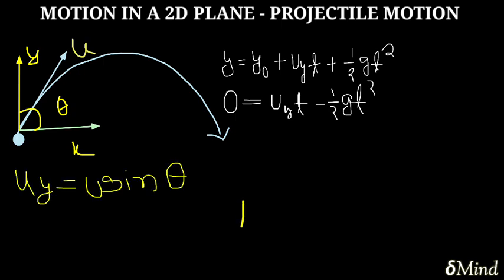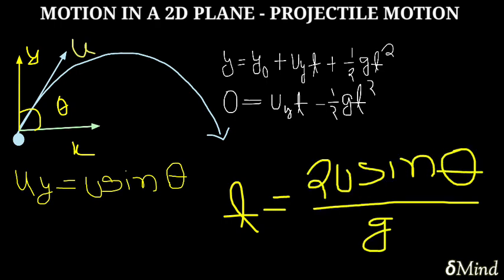Substituting u_y equals u sine theta to get the time of flight in terms of initial velocity and launch angle, we get t equals 2u sine theta by g.